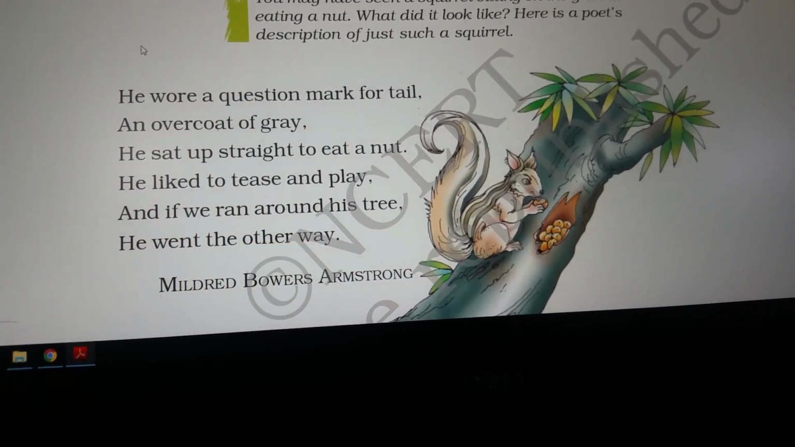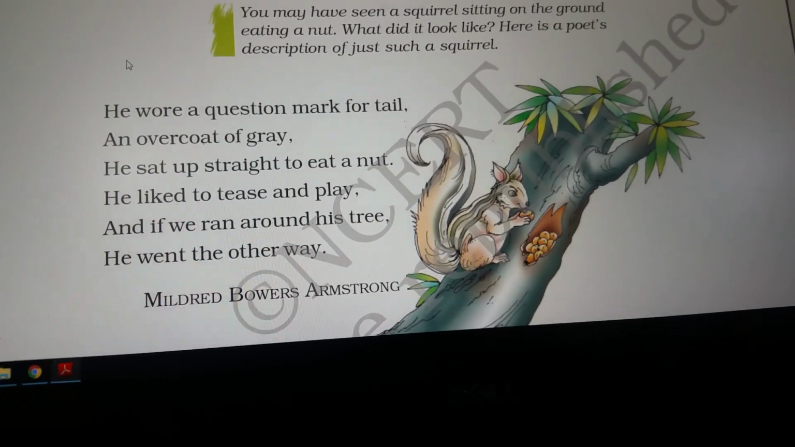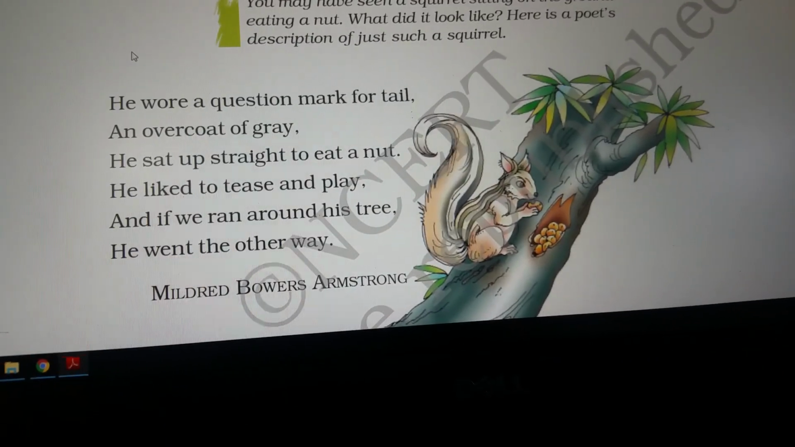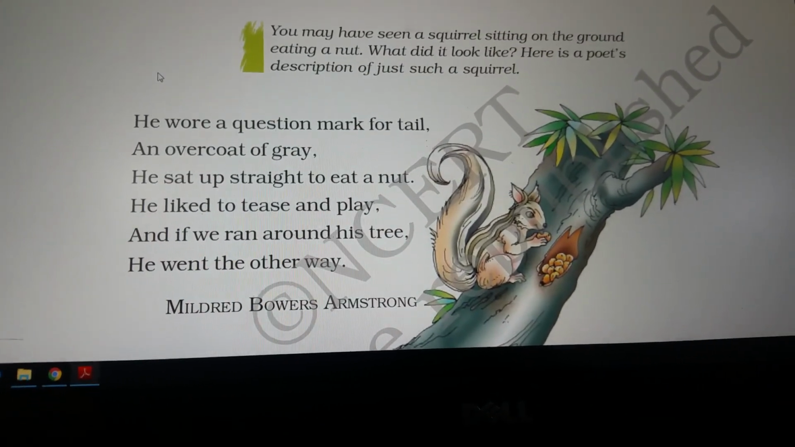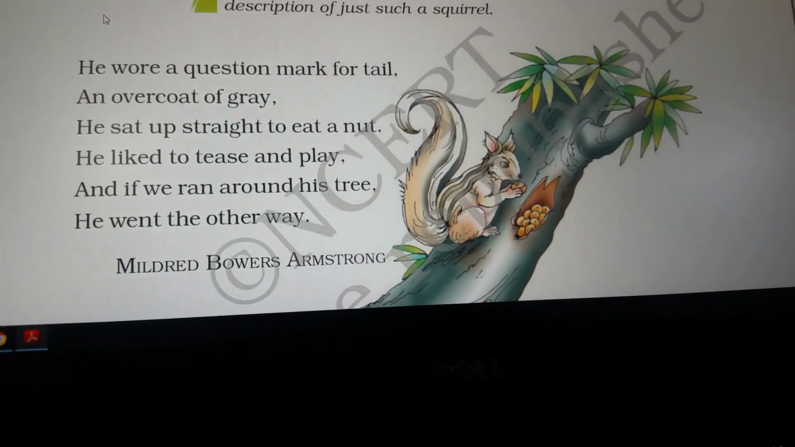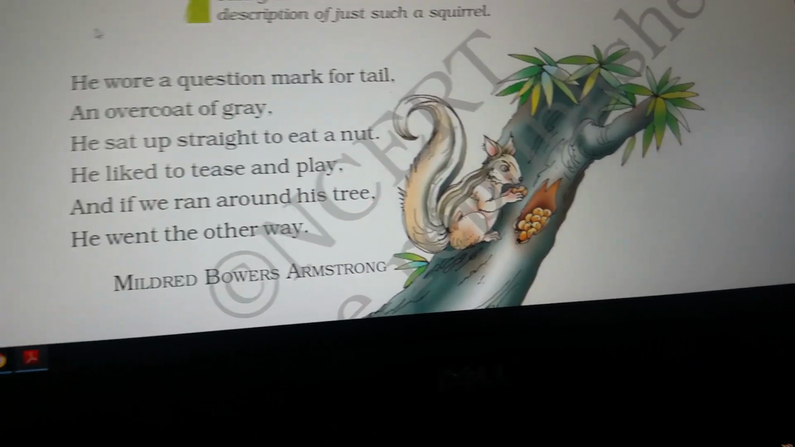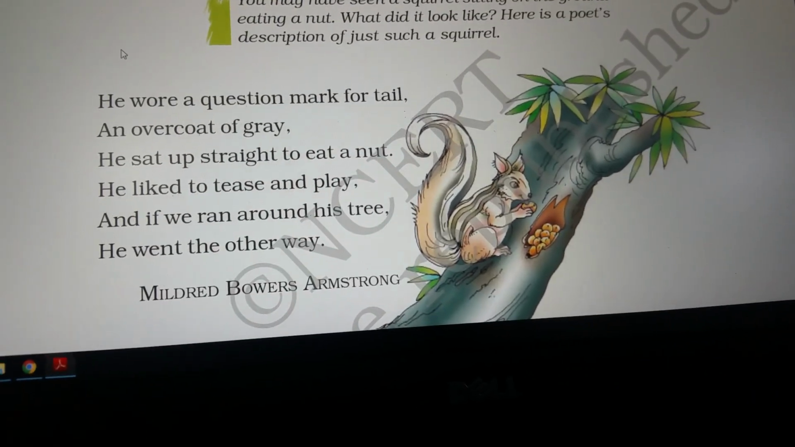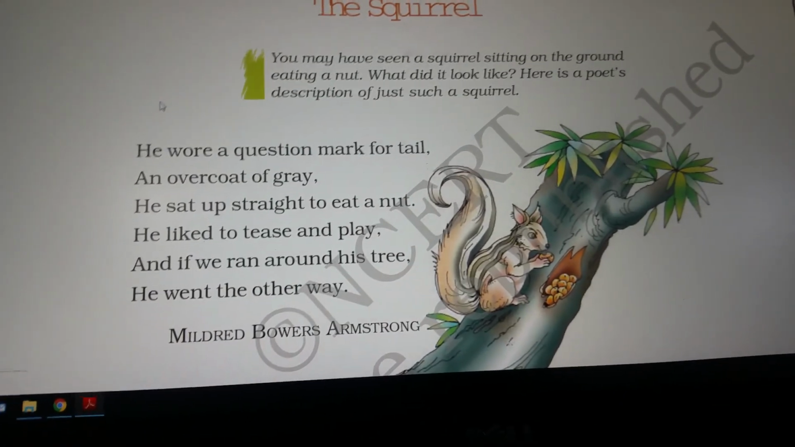It was raised upwards with tip pointing downwards. The tail was in the upward direction and its tip was falling downwards. Thus the tail seemed to be making a question mark. So the squirrel was sitting in such a position that its tail was straight from the middle and its tip was falling down, and it looks as if it is a question mark.